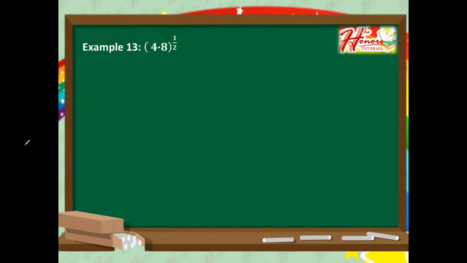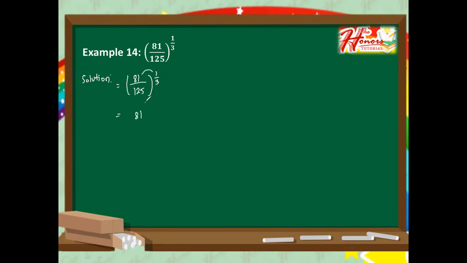Let's have the last example. This is example number 14. We have here the quantity of 81 over 125 raised to 1/3. So let's have the solution. Copy the given first. And then distribute the exponent inside the parentheses. So it will become 81 raised to 1 over 3 over 125 raised to 1 over 3.